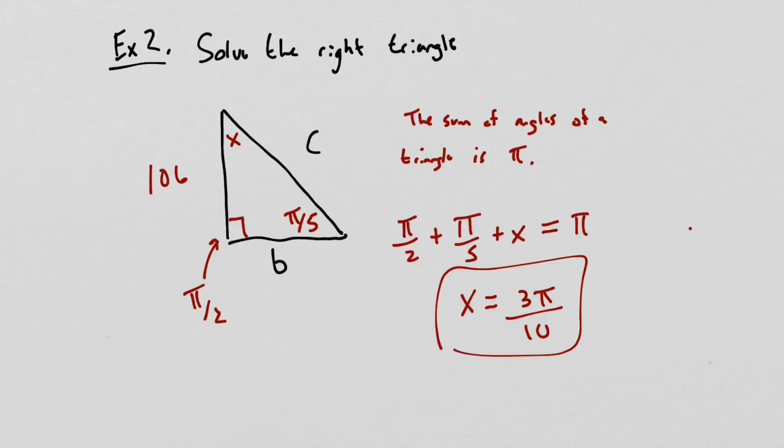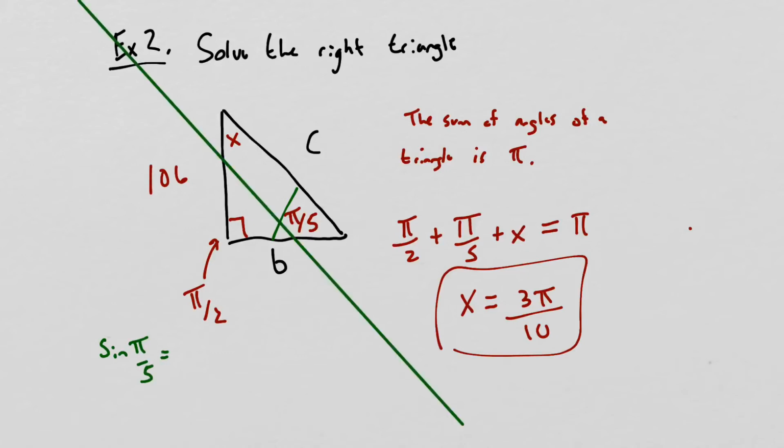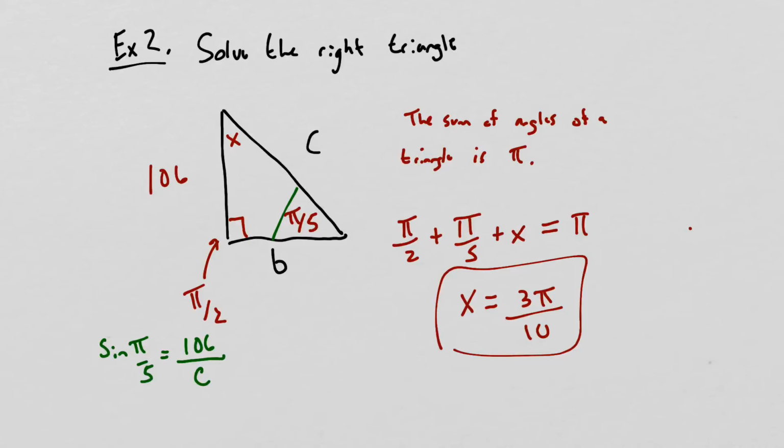So now we'll use trig ratios to solve for the length of the side C and the length of the side B. Let's look at the sine of pi divided by 5. The sine of pi divided by 5 is equal to the opposite divided by the hypotenuse. In this case, we know the opposite has length 106, divided by C. Solving for C, we're going to get that C is equal to 106 divided by sine of pi divided by 5.